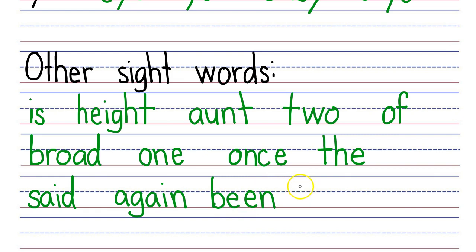Next word, heart. H-E-A-R-T says heart. E-A-R makes three sounds, ear, air, and er, but in heart it says ar. That's unexpected, so heart is a sight word.